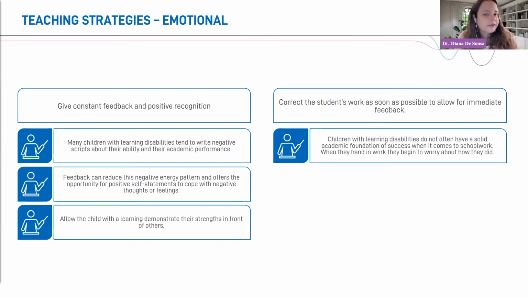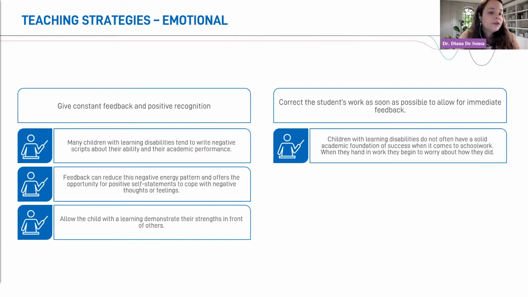So I've already highlighted this aspect previously in the importance of immediate feedback, because it also falls under an emotional component for a teaching strategy, but it's about giving constant feedback and positive recognition. So many children have these negative scripts about themselves and their ability, and feedback from a teacher can reduce this negative energy pattern and offers this opportunity for positive self-statements.